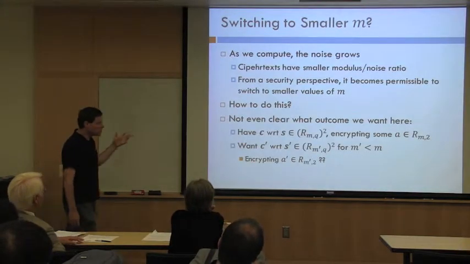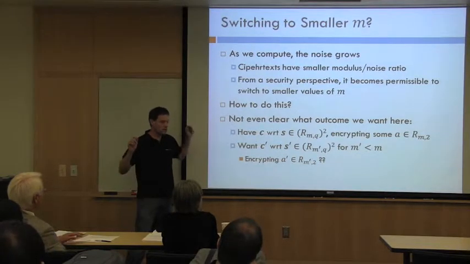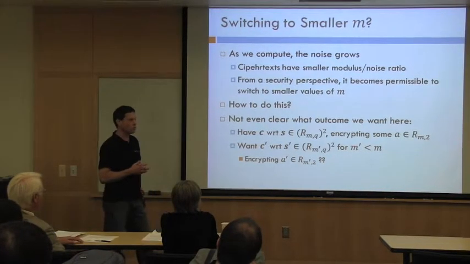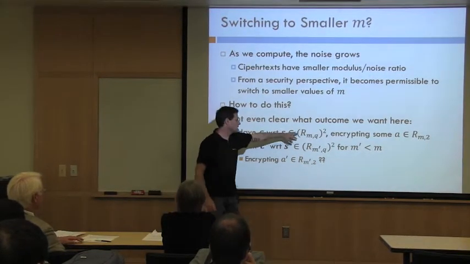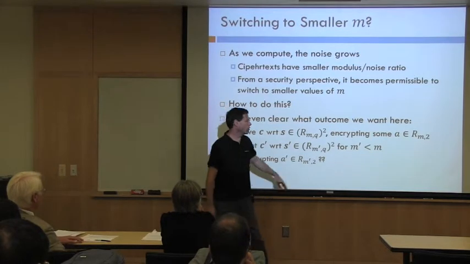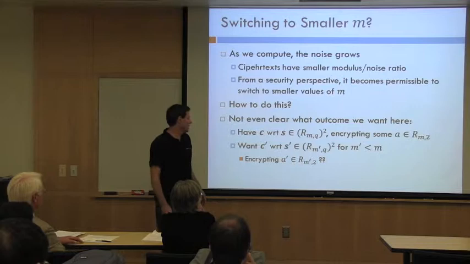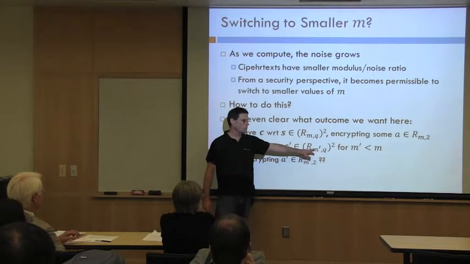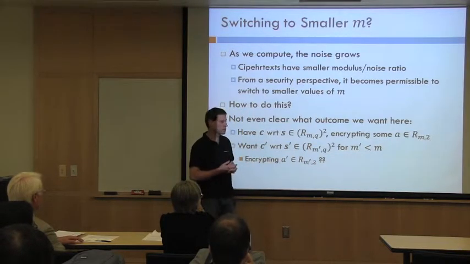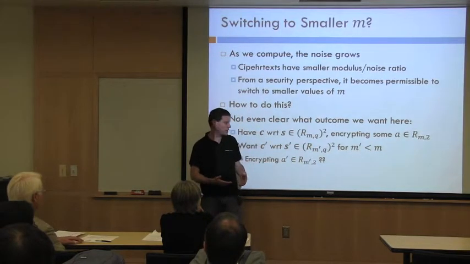But before I explain how to do this, it's worth saying that it's not exactly clear what this is. It's not really clear what we want here. So we have a ciphertext C relative to S, where S is in R_M^Q, and it encrypts some plaintext element in R_M,2. And we want C' relative to S' in some R_M'^Q for smaller M'. M is roughly the dimension of the lattices, and we want to get to a smaller dimension because, security-wise, it's fine.